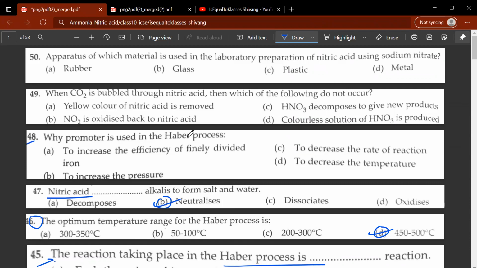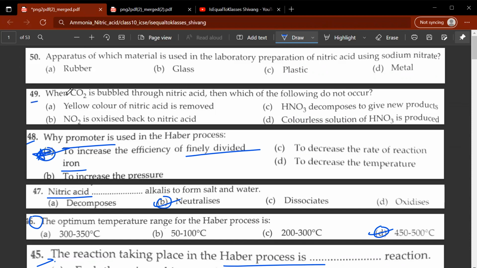48th question. Why is a promoter used in the Haber's process? That is because to increase the efficiency of finely divided iron. So a promoter basically increases the efficiency of catalysts. Now in this case, the catalyst is finely divided iron. So therefore the correct answer will be A.